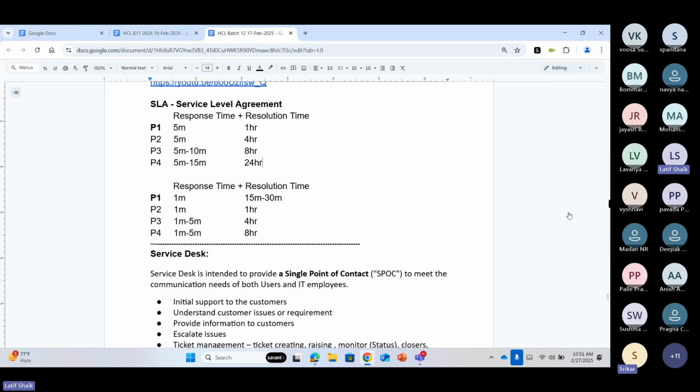So what happened? As per SLA, a service ticket or incident ticket should be resolved by the given time.